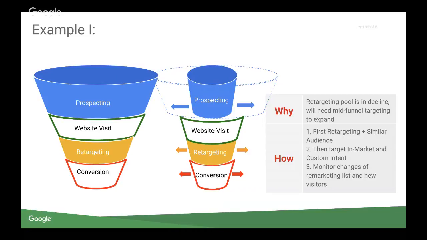After you do that, we recommend you target in-market and custom intent. Those are the types of audiences with high intent signals. And definitely monitor the changes of the remarketing list and also the new visitors.